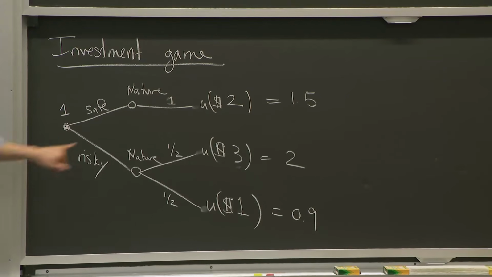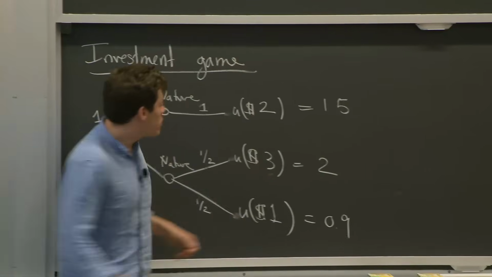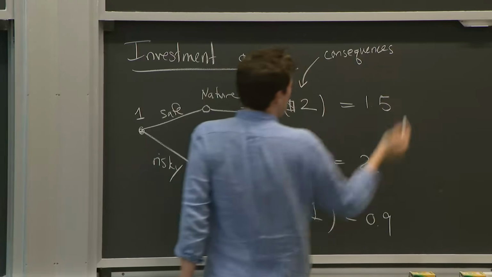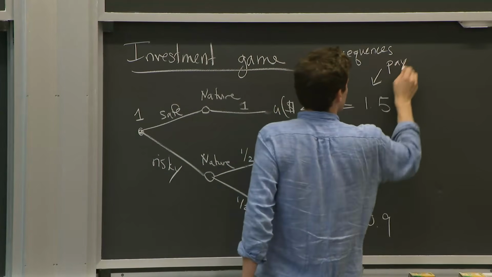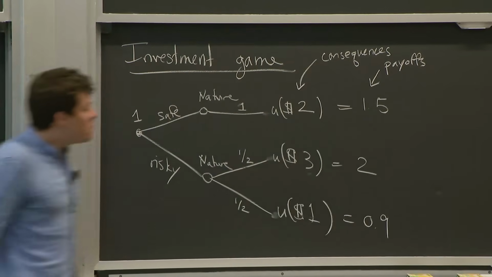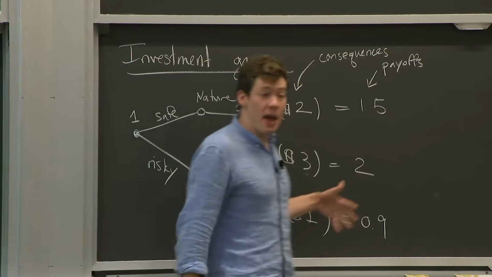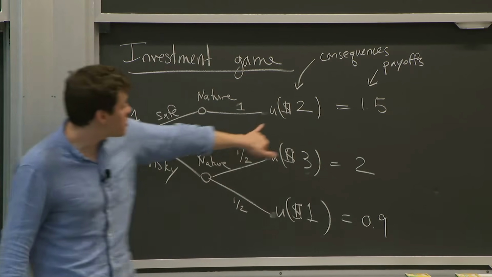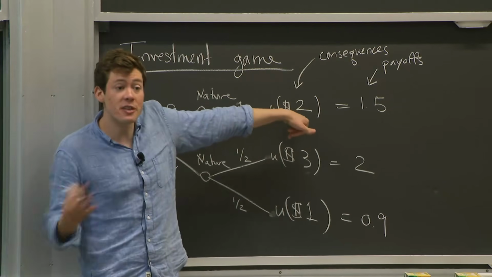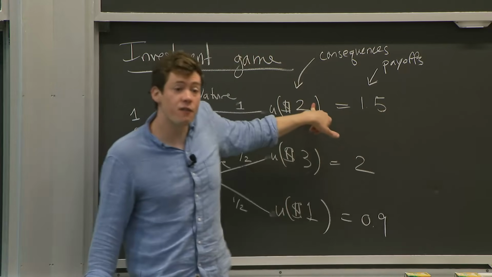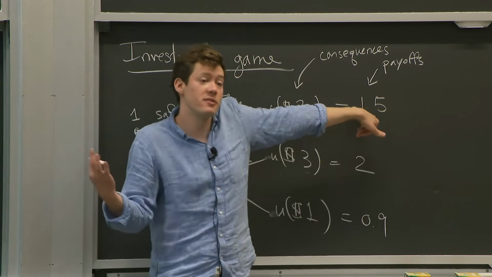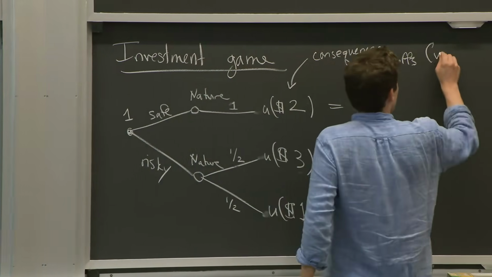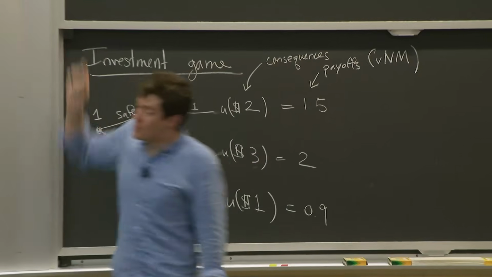So it's important to understand that the game specifies the consequences but also the payoffs from those consequences. And it can be particularly tempting when you have monetary payouts, so when the consequences are money, to get confused about that distinction. But there's still a crucial distinction between the consequence, which here is measured in dollars, and the utility the player gets from that consequence, which is measured in utils. So this here is a von Neumann-Morgenstern utility, like we talked about last class.